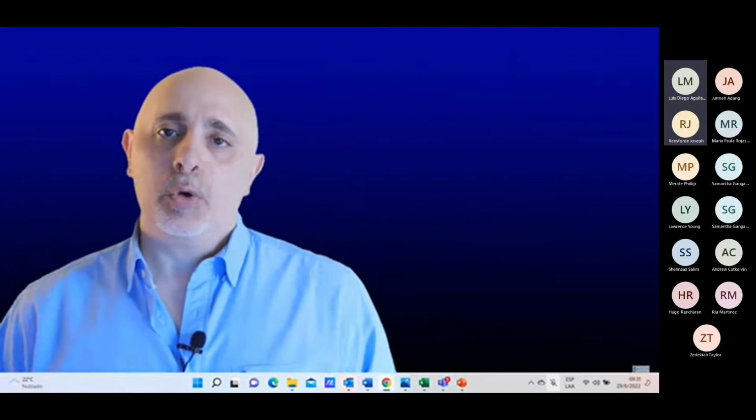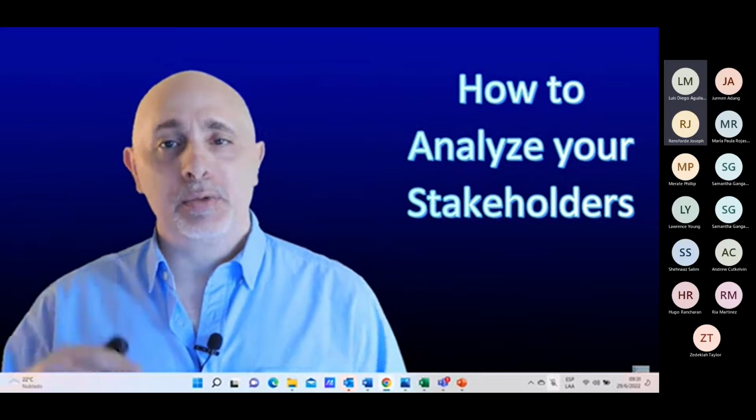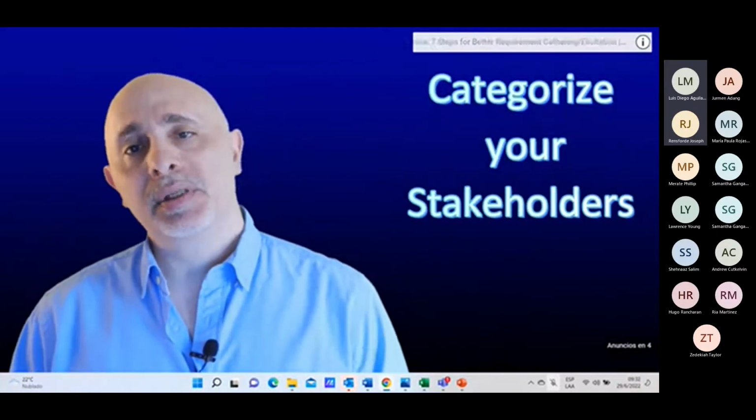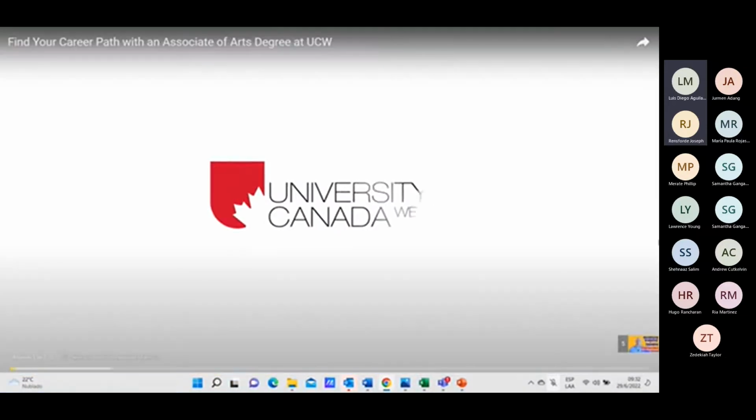Next, once you've listed all of your stakeholders in the stakeholder register, you want to analyze these stakeholders. So one of the first things which I just mentioned is categorizing your stakeholders by how you see their involvement in the project.